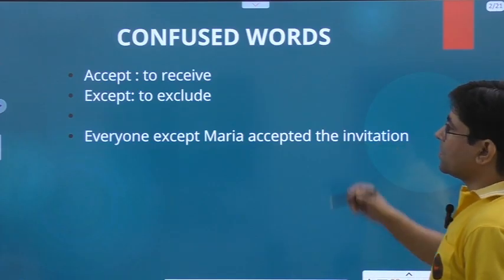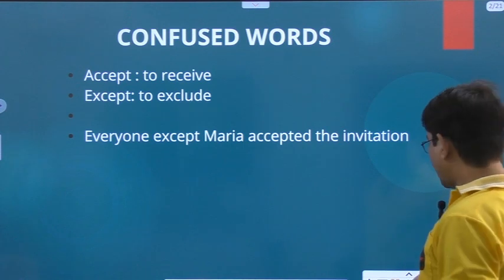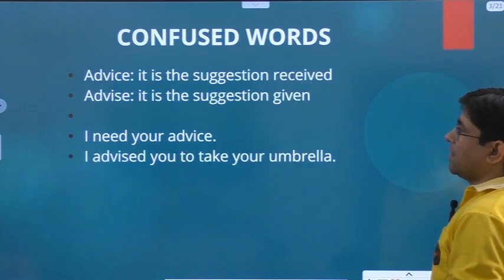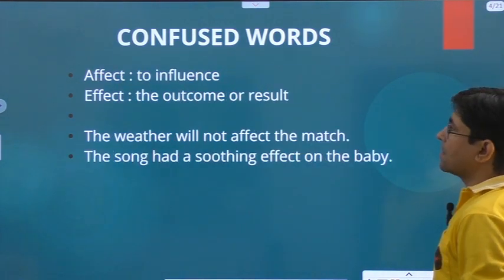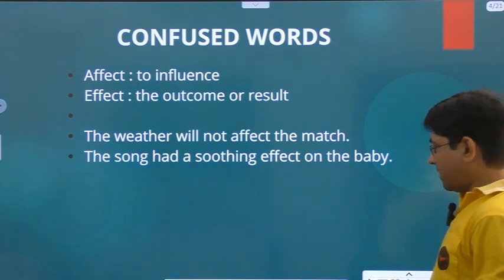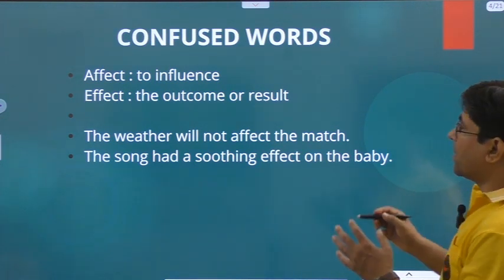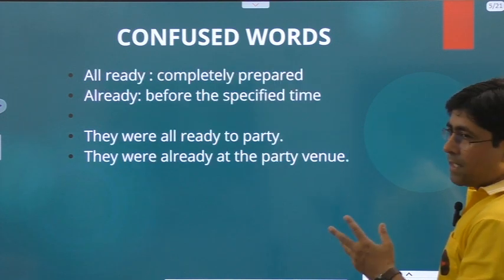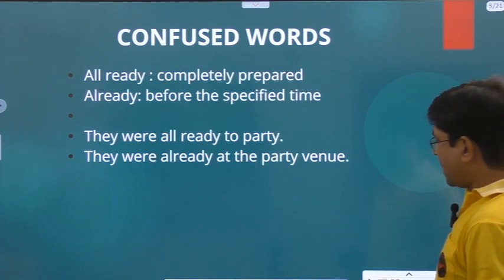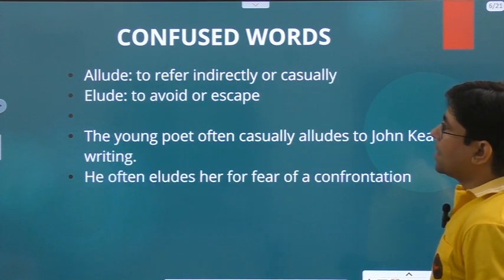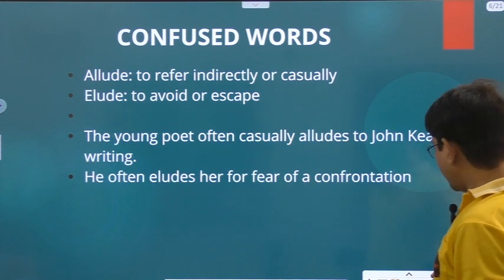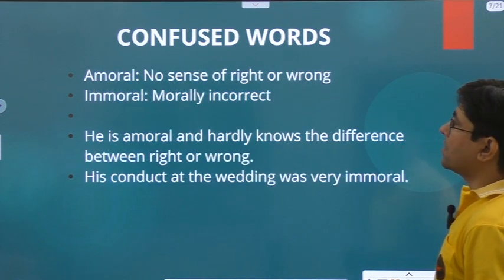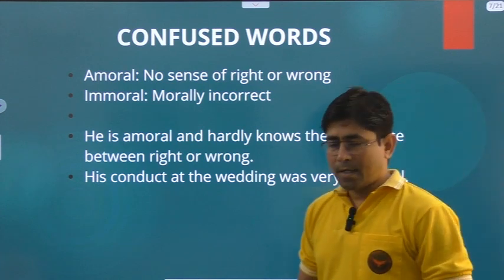We have already discussed how to use these words: accept and except, advice and advise, affect and effect, even though we talk about the parts of speech of these words as well. Already two words and already one word, and allude and elude, that was the last one. Now let's move to amoral and immoral.